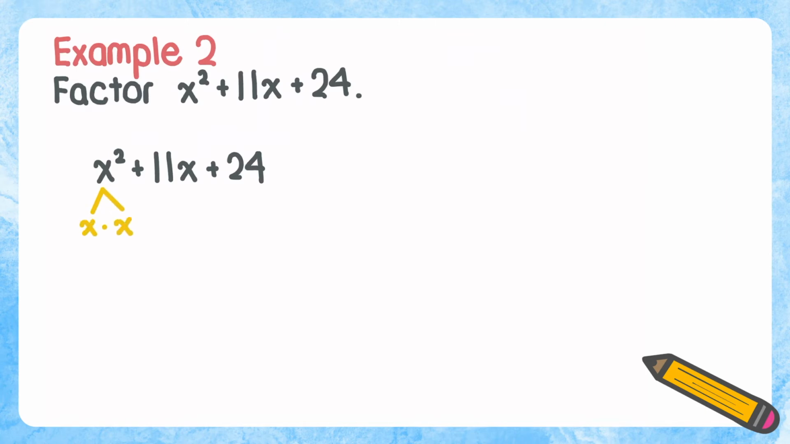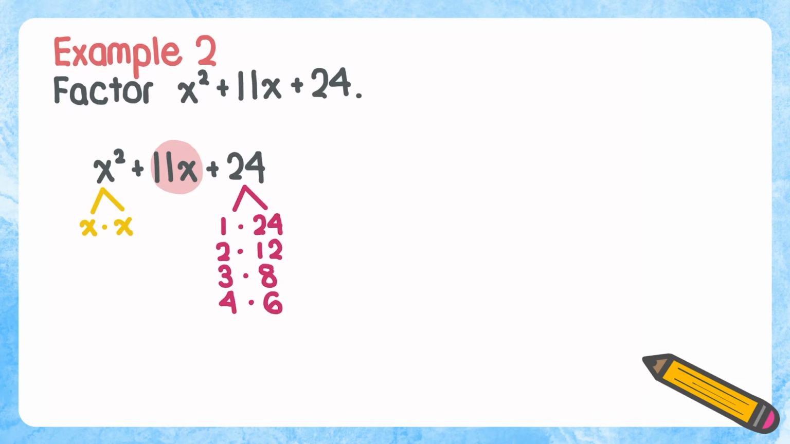And then next, I'm going to look at the last term, the 24. So there's a few options for this. So we have 1 times 24, or 2 times 12, 3 times 8, and then we even have 4 times 6. So it looks like a lot to guess and check, but remember, we can kind of take an educated guess and get rid of the top two options, because remember, I somehow want to get that middle 11x.